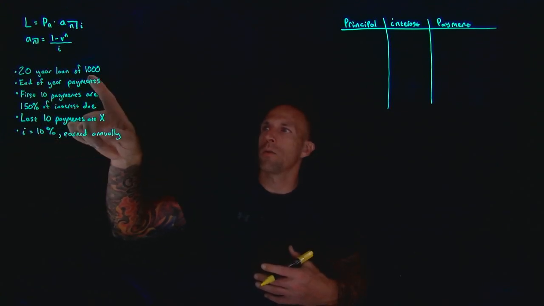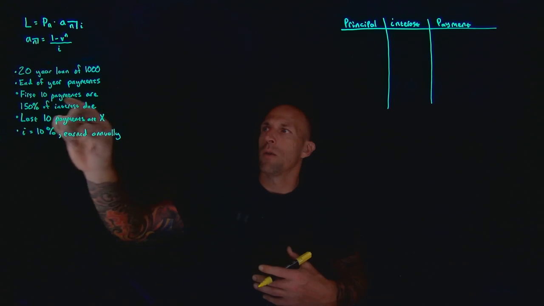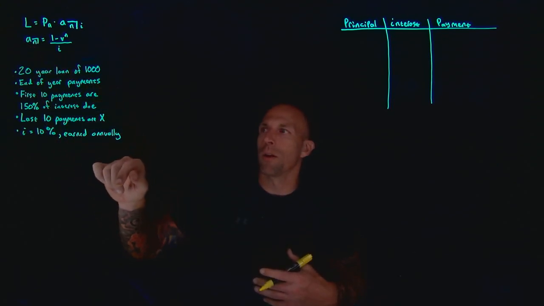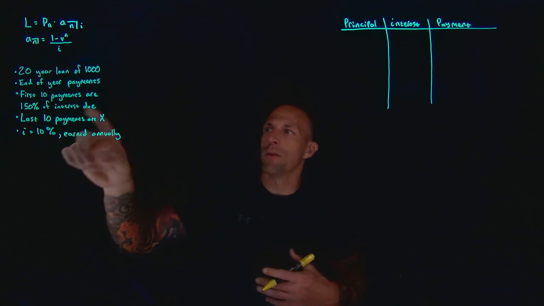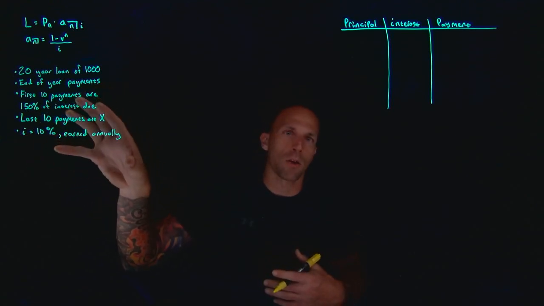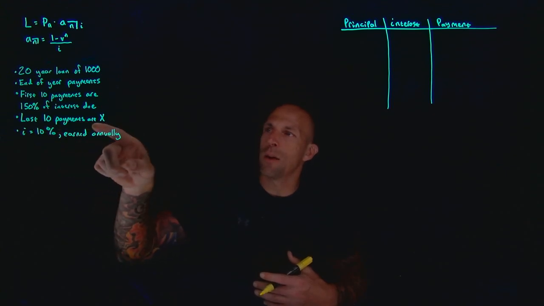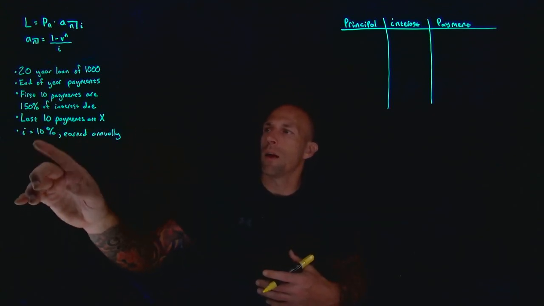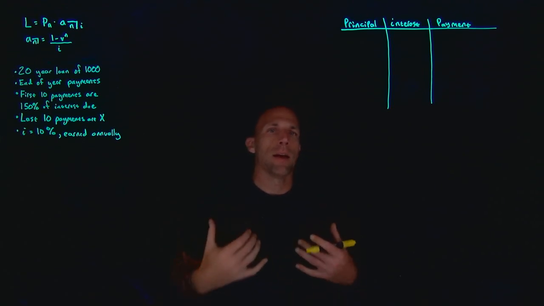a 20-year loan of $1,000. We're making end-of-year payments, so I'll be using my annuity immediate formula. The first 10 payments are 150% of the interest due. That's the wrinkle. The last 10 payments are X, so that's the unknown that we'd like to find. And we've got an interest rate earned annually.